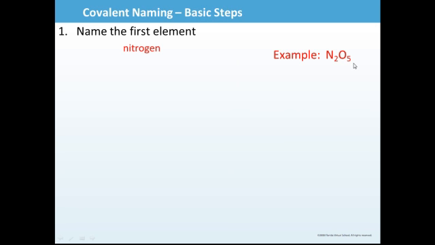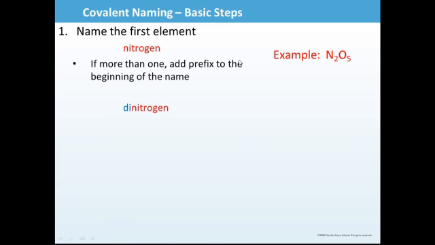Right, let's do an example. Let's say that we have N2O5. So N2O5, we're going to name the first element. That's it. Name the first element, nitrogen. If you have more than one, add the prefix to the beginning of the name. So in this element, I have N2. So that 2 tells me I have 2 nitrogens. So I'm going to call this dinitrogen.